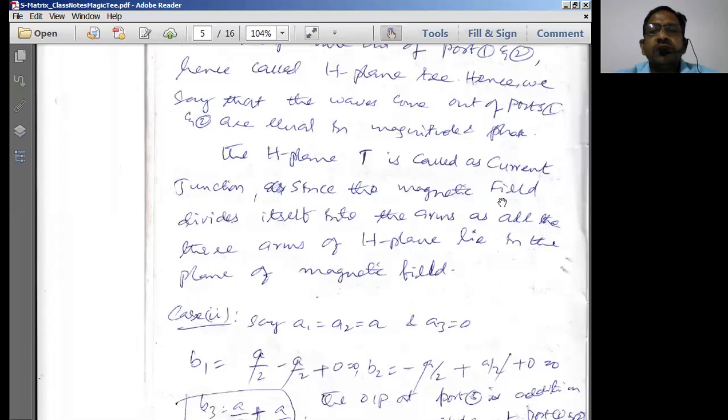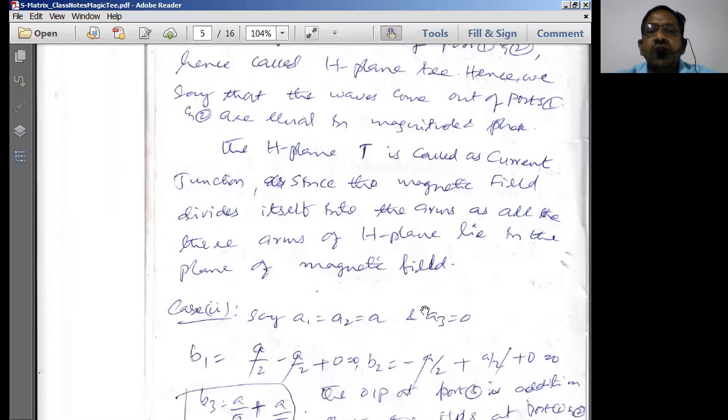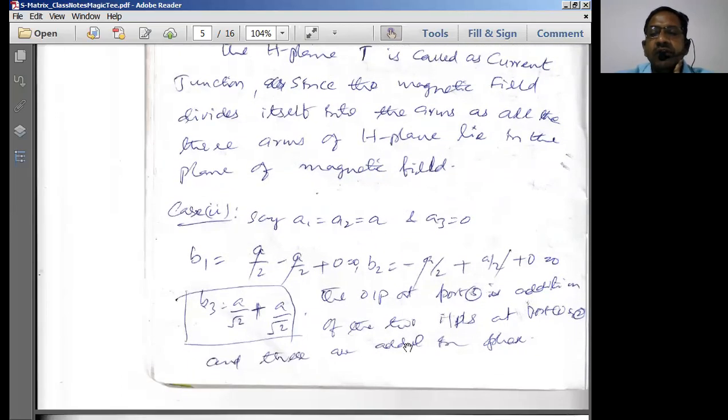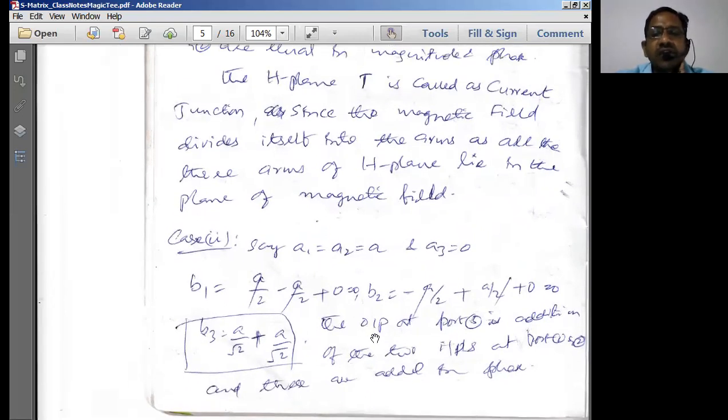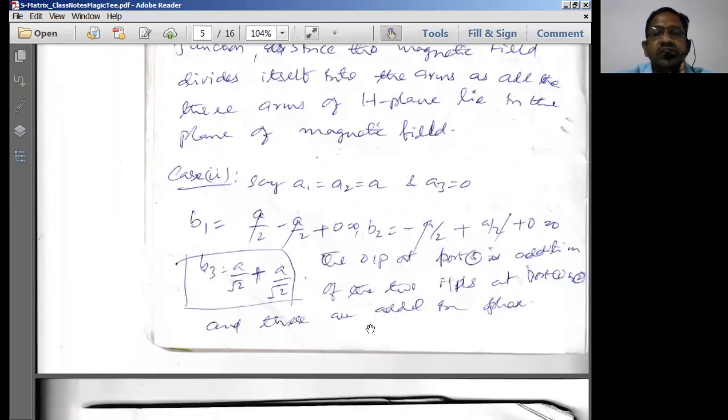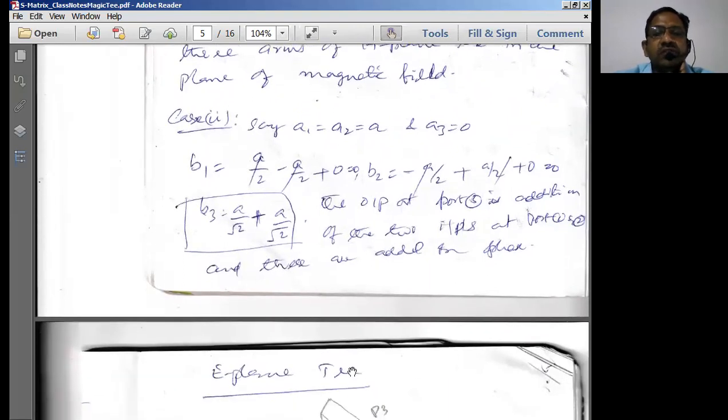So here the H plane T is also called a current junction, since the magnetic field divides itself into the arms, as all the 3 arms of the H plane T lie in the plane of the magnetic field. So it is called a current junction, because it is simply dividing the currents. That is, the magnetic field is divided. Therefore, the magnetic field is the result of the current distributions. Therefore, we call it a current junction. That is another distinction we can have. Then the other 2 cases we'll go ahead with now.